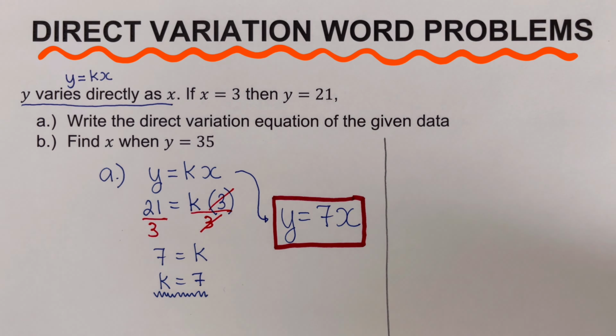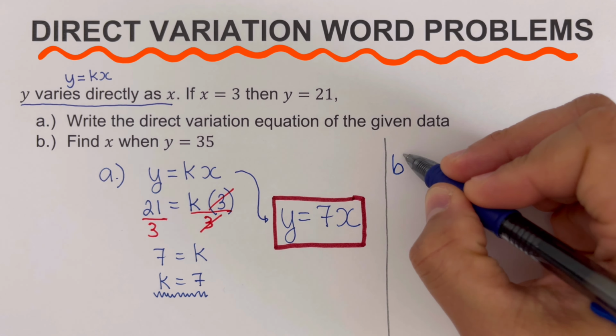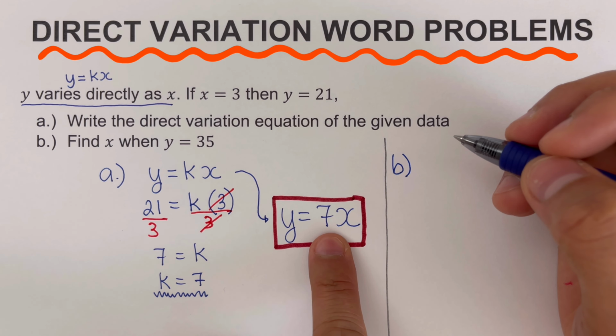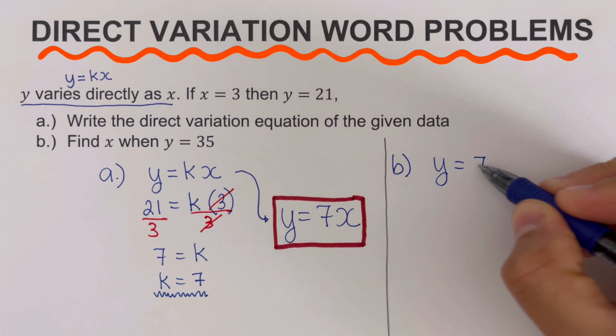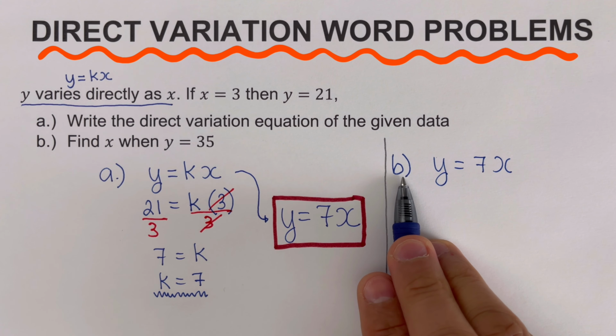So what we are going to do for letter B is use the equation that we got from part A, which is y equals 7x. Again, we're solving for x.